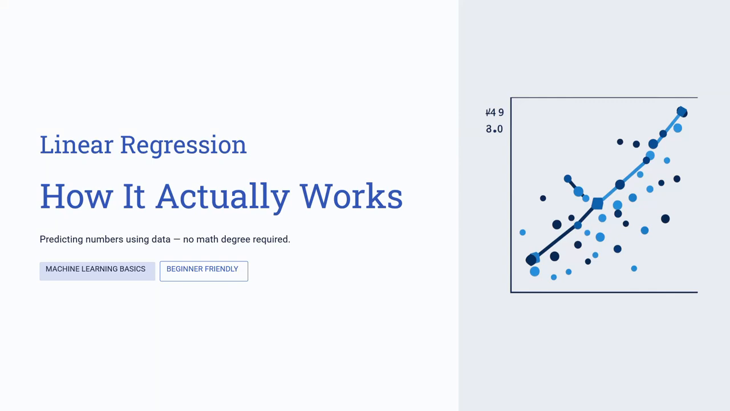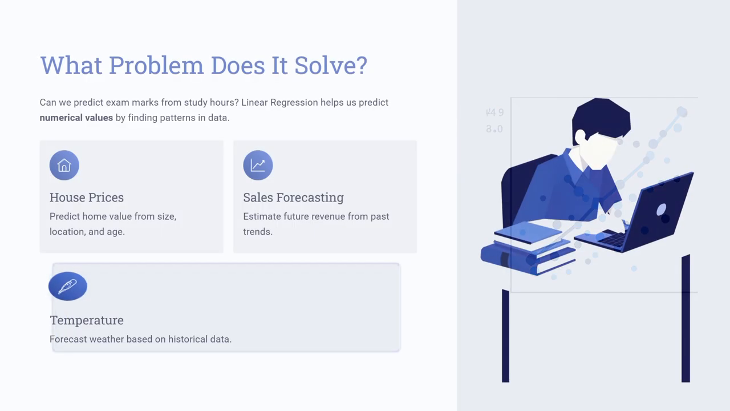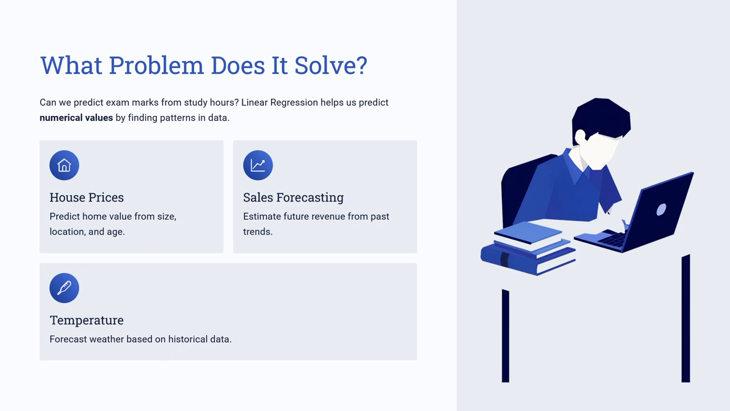So far, we have learned about evaluation metrics, confusion matrix, and how to evaluate machine learning models. Now it's time to learn our first machine learning algorithm, that is linear regression. Linear regression is one of the simplest and most important algorithms in machine learning. It helps us predict numerical values using data. Let's understand how it actually works.